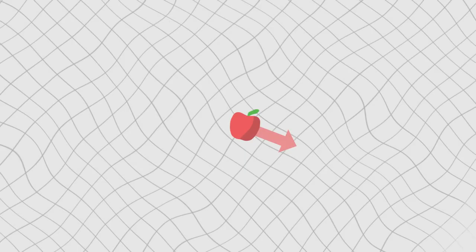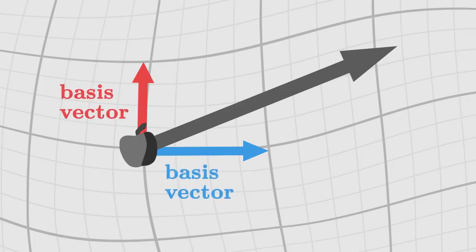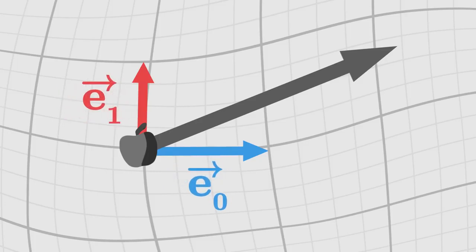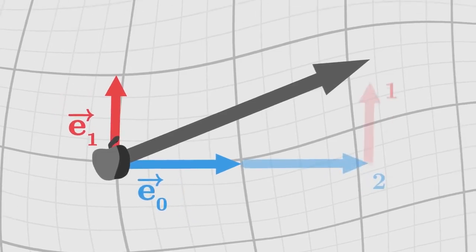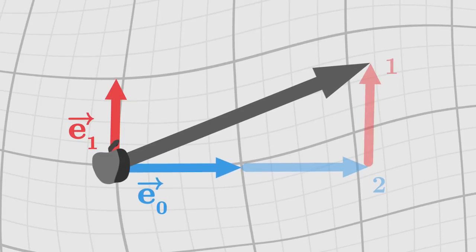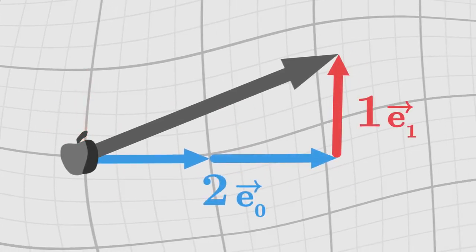We now want to describe velocity using our coordinates. Starting from the apple, we draw 2 arrows on the grid that represent the directions and amplitudes of each coordinate. These arrows are called basis vectors. We will denote them E0 and E1 given the coordinates they respectively describe. With these 2 basis vectors, we can decompose the velocity as a sum. Here, for example, 2 blue arrows and 1 red arrow. The numbers 2 and 1 are called the components of the vector.